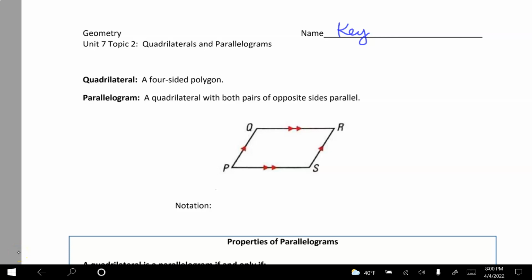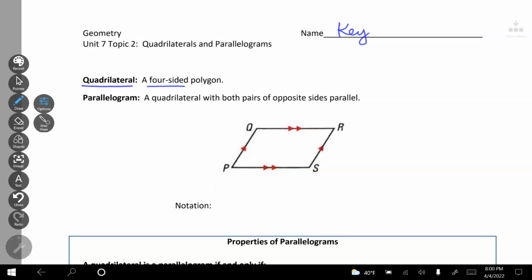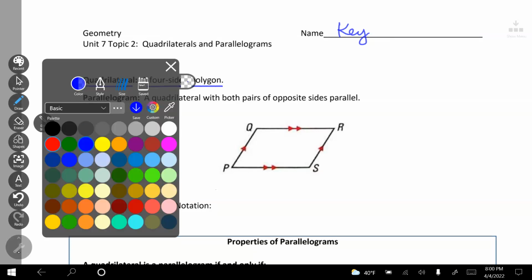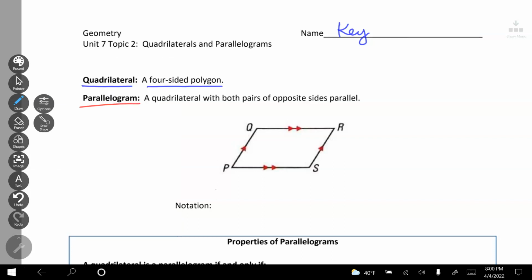Welcome to topic 2. We're going to talk about quadrilaterals, which we already mentioned on topic 1, and parallelograms. A quadrilateral, as you know, quad means 4, is a 4-sided polygon, and a parallelogram is one in which both pairs of opposite sides are parallel. So you can see in this picture, QP and RS are parallel, and QR and PS are parallel. And the notation that we use for parallelograms is this little slanted rectangle and the letters in order, P, Q, R, S.